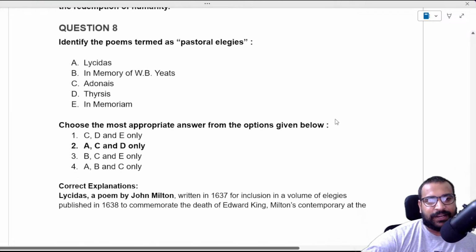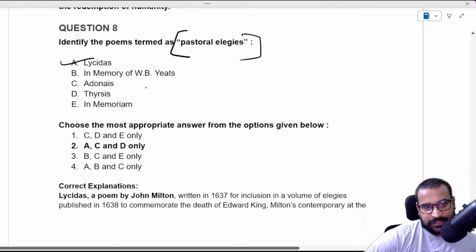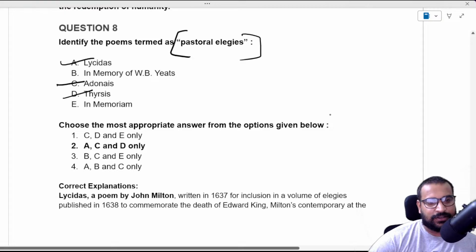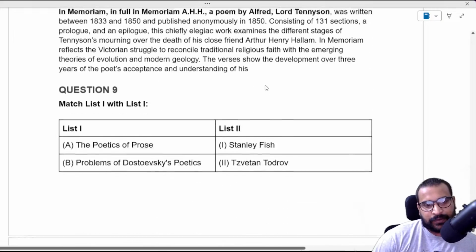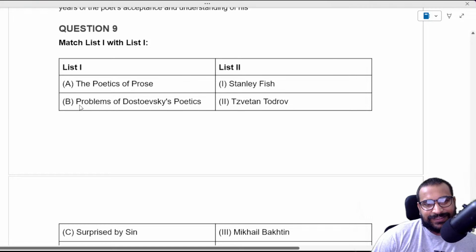And question number 8, identify the poem termed as pastoral elegy. So we are talking about elegy, pastoral. So, right, Lycidas, then Adonis, and then we have Tiresias. All easy to answer. And match list 1 with list 2.